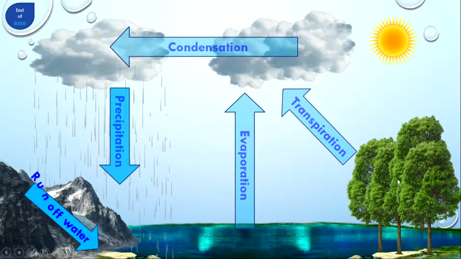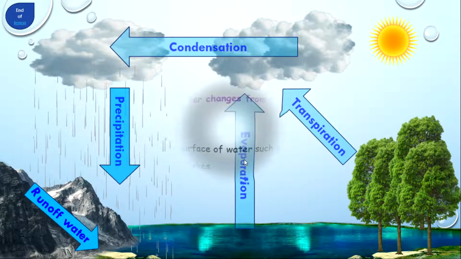Now, this is the water cycle. If you notice, there are four processes indicated here: evaporation, transpiration, condensation, and precipitation. And of course, we'll have some runoff water. We'll look at each of these processes one at a time, just to have a little more understanding of what they are. So let's look at the first one, which is evaporation.